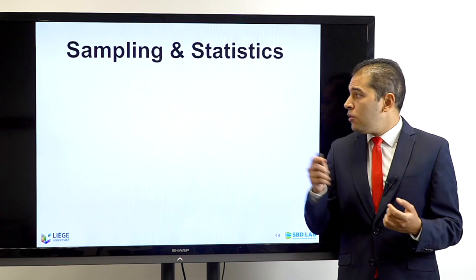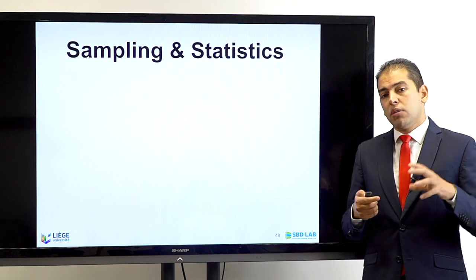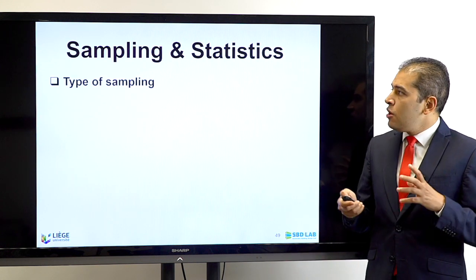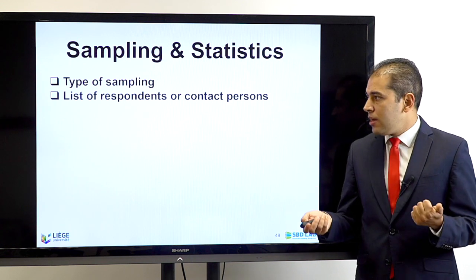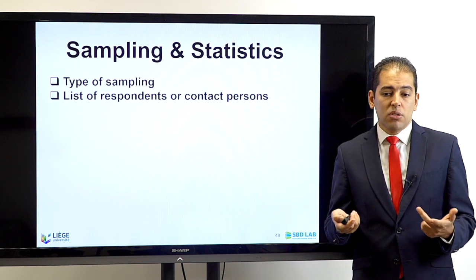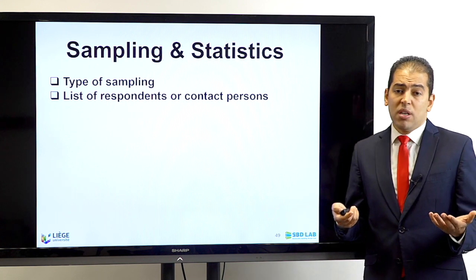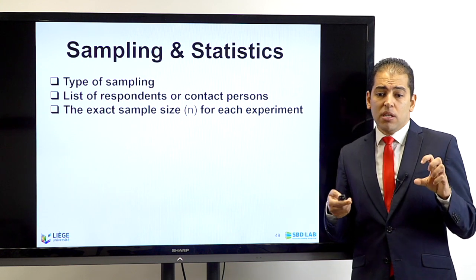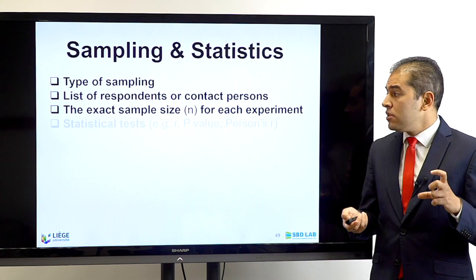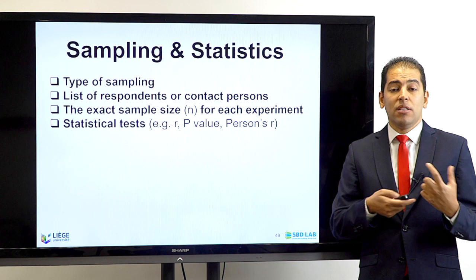Now, one of the important aspects of our statistical analysis will be our sampling, and the statistics in this sense means the type of the sampling, the list of the respondents or the contact persons, whatever the subjects are, whether they are human beings or not, the exact sample size, very important for each experiment, and the statistical test that you will conduct.